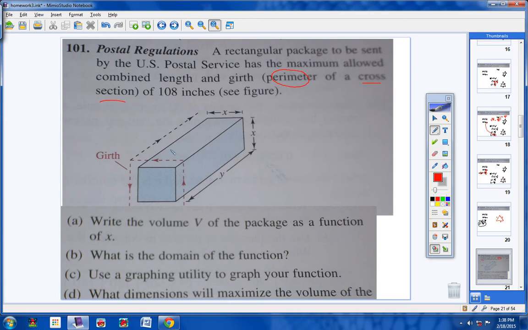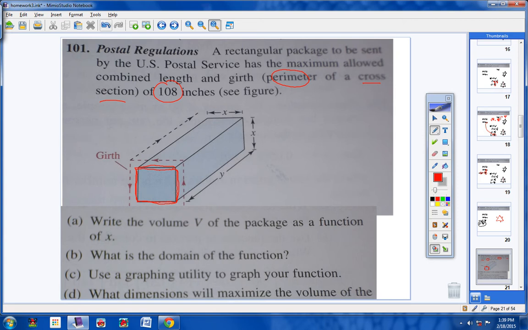Okay, Mr. Earhart, what's the cross section? This right here is the perimeter around that small side right there. So when they say you have a combined length and girth of 108, that means you take the length, y, plus the perimeter of this, and you have the 108 inches, okay? That's what that means, okay?